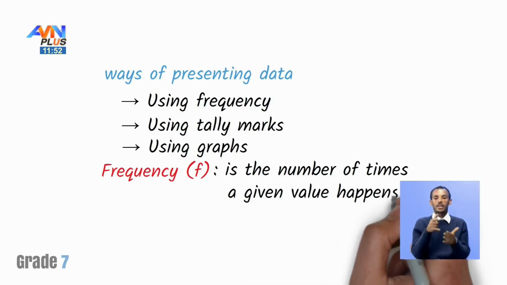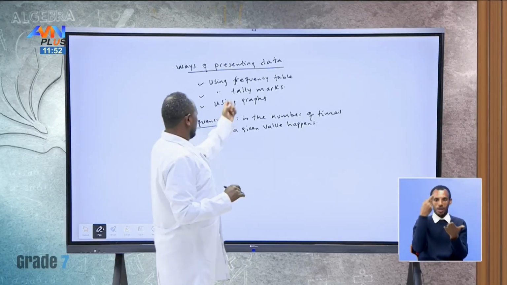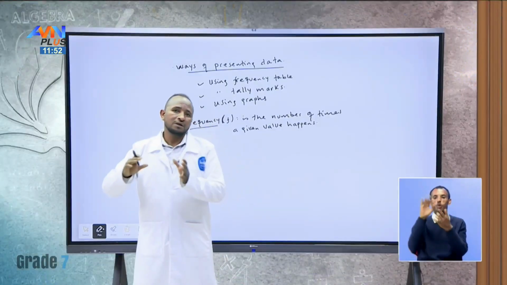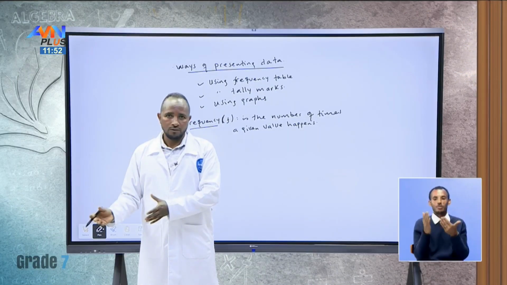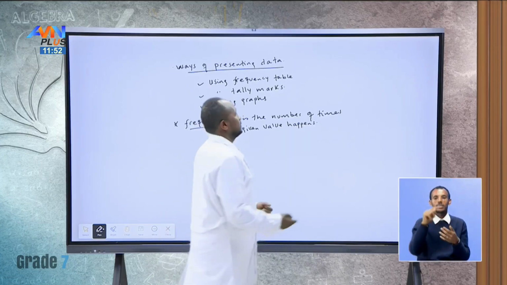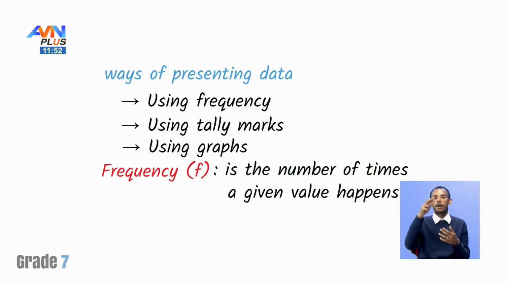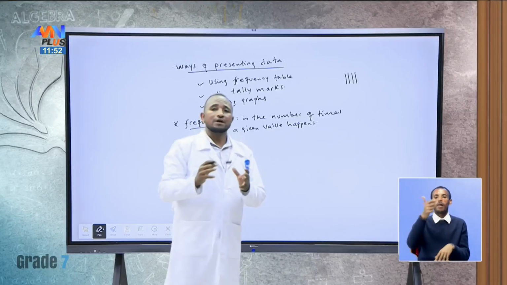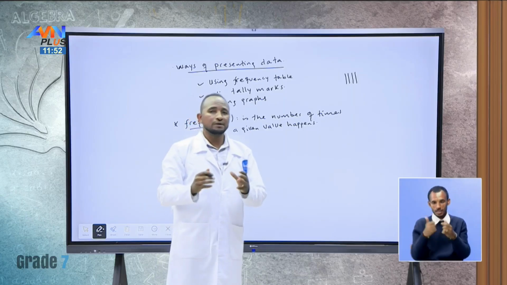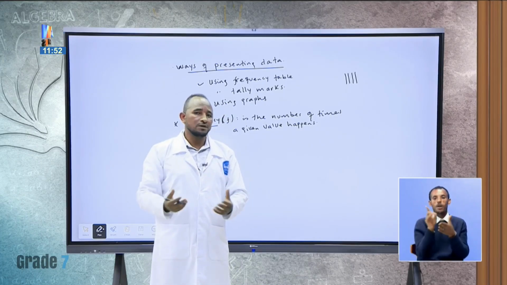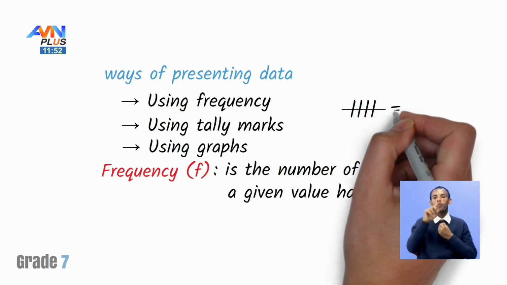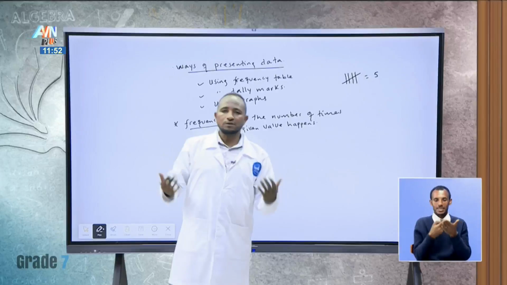Tally marks are marks used to count the data in simpler form. We use tally marks in this form. Most of the time, tally marks are arranged in groups of 5 so that the counting of data becomes easier. So this tally mark, for example, contains 1, 2, 3, 4, 5 tallies. Using these tally marks, we can count the number of a given data.